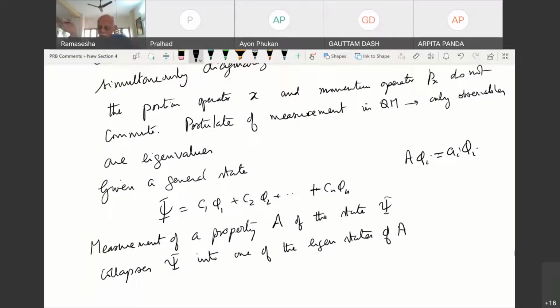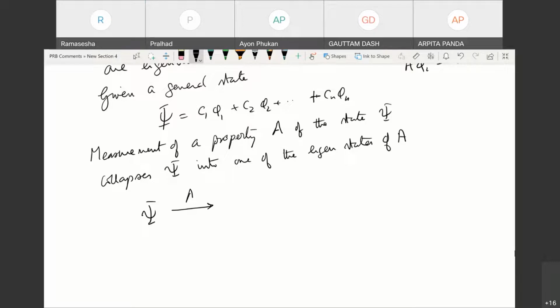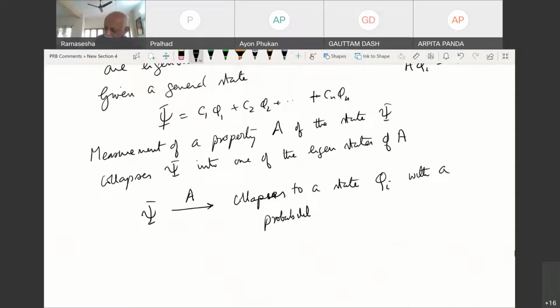So when I try to measure the property A on the state psi, what happens is that the state psi collapses to a state phi i, and the probability is modulus C i squared. Okay.